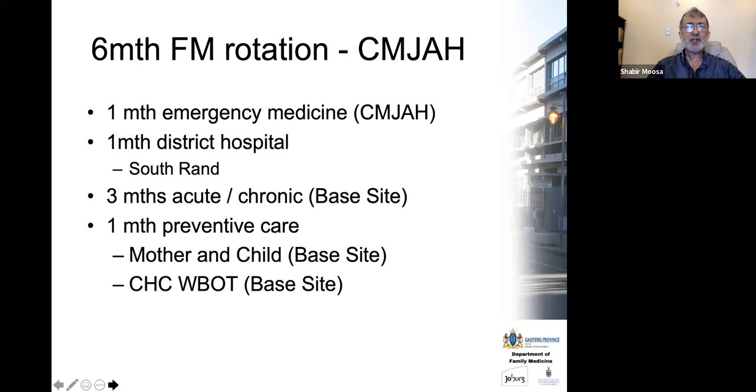So with the Charlotte Maxeke Johannesburg Academic Hospital Group, you will spend again a month of emergency medicine at Charlotte Maxeke. You'll spend a month at District Hospital, South Rand. Arrangements locally will be made by those hospitals. They've been tasked to arrange that to make it a useful experience. Then again, the same thing, you will spend 3 months in acute and chronic in your CHC and a base site, and 1 month in preventive care.